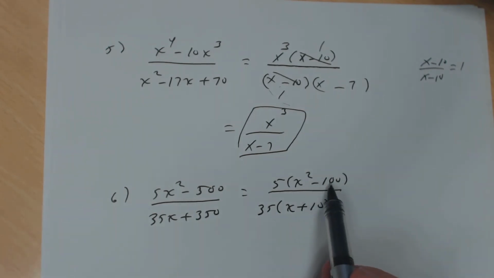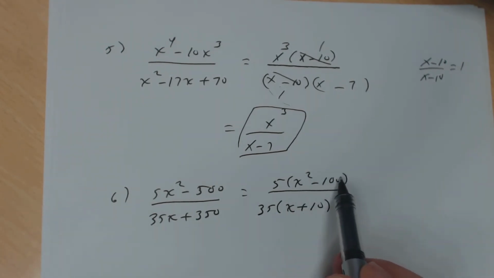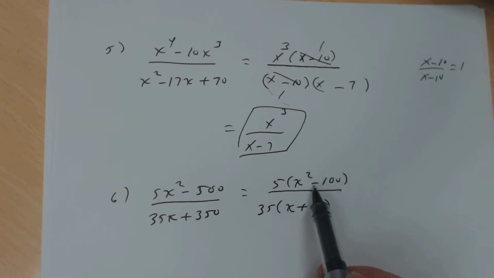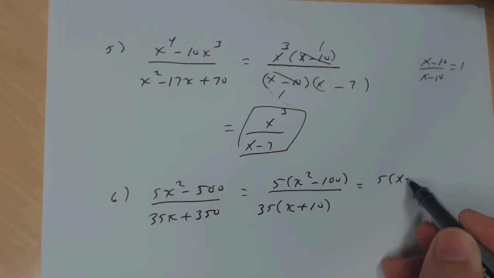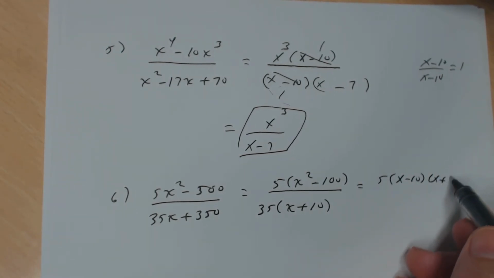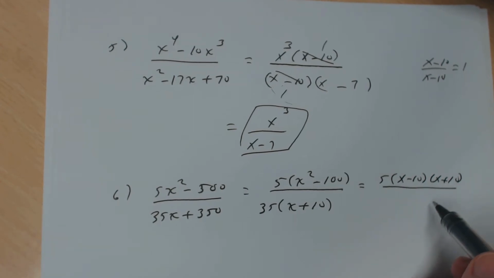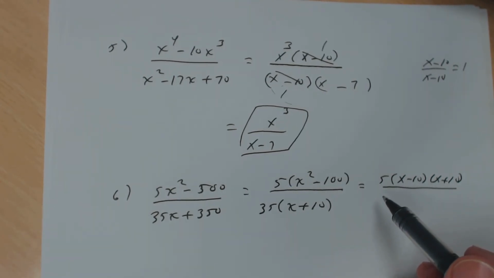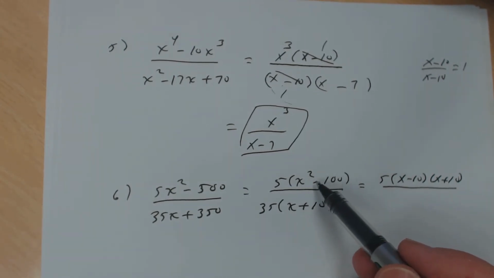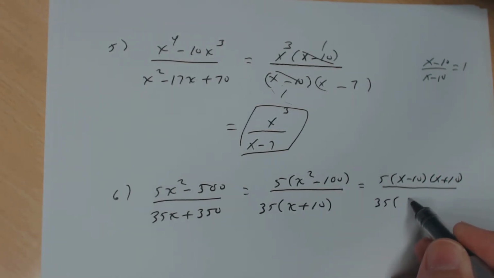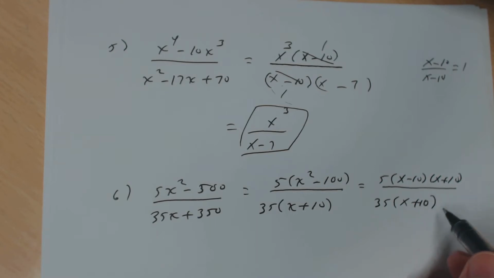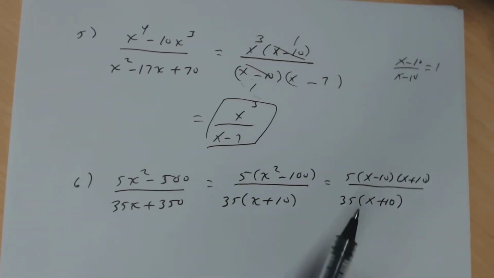All right, so that's where I'm at. Now, be a little bit careful. You got to make sure you factor completely. See this x squared minus 100? You can go further with that. That's the difference of 2 squares. So I'm going to get 5 times x minus 10 times x plus 10. So you must always factor completely. Use everything you've learned from the previous chapter. So this right here is the difference of 2 squares. So that's over 35 times x plus 10. All right, so that's where we're at. So I factored completely. That was the first step.